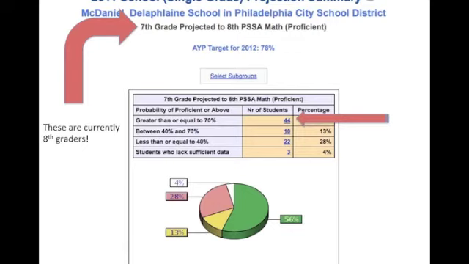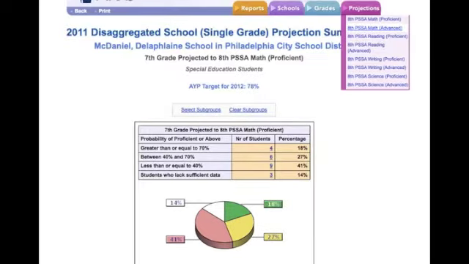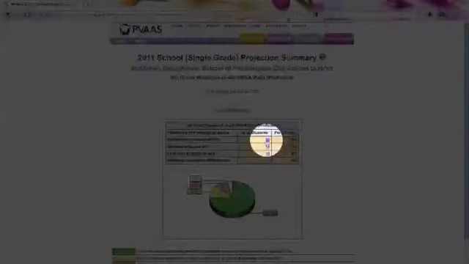So looking at this, there are 44 students with a 70% chance or greater of scoring proficient on this year's math PSSA. Now when you're in Pvaas, you can whittle it down if you wanted to select the subgroup, maybe the girls, maybe the special ed students. We also want to look at the students that have a chance of scoring at advanced. So looking at this, we have 4 students with a 70% chance or higher in the 8th grade that are special ed of achieving advanced. So let's click on those numbers.